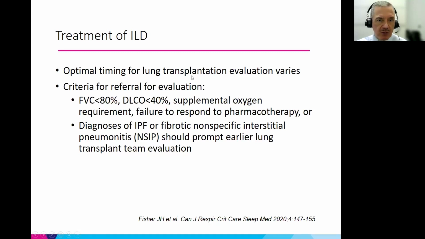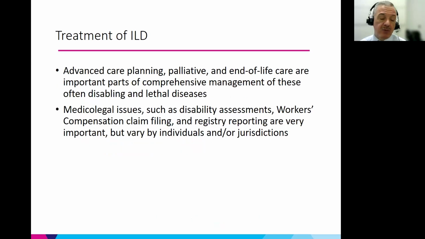But the only curative treatment that we have right now is lung transplantation, and the optimal timing for evaluation varies. It is a little bit earlier in cases of diagnosis of IPF or NSIP, or when the forced vital capacity has reduced to below 80% and the DLCO, the diffusion capacity, is in the 40% range, or if the individual clearly is desaturating, needs oxygen supplementation, or has not responded to pharmacotherapy. They really should be seen early by the lung transplant team.